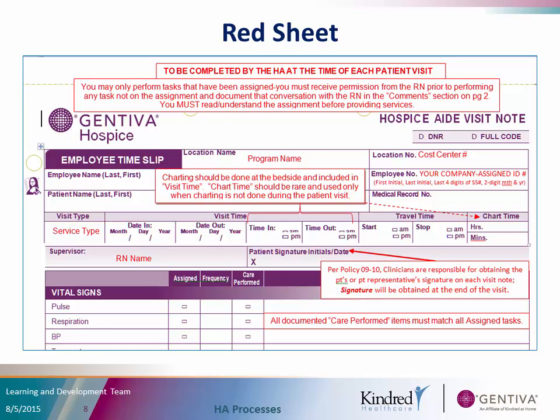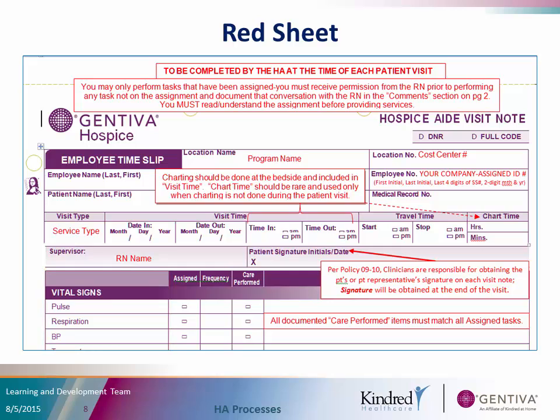The red sheet provides instruction on how to appropriately fill out the form. Though the paper and electronic forms are very similar, there will be some differences in order for the form to work correctly. You'll notice some additions like vital signs. Remember, unless tasks are assigned, you do not do those tasks.